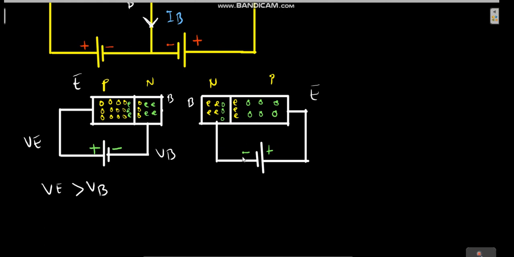Same here, the voltage in the collector, this side should be the collector, will be much bigger than the voltage in the base. So the voltage in the collector should be greater than the voltage in the base. So this is what you have now.